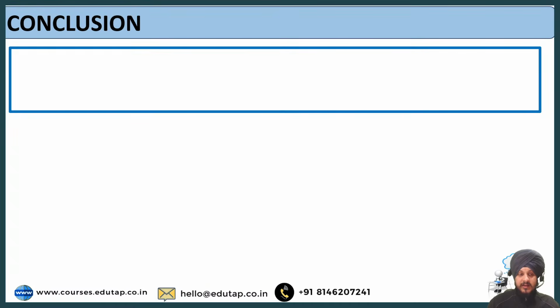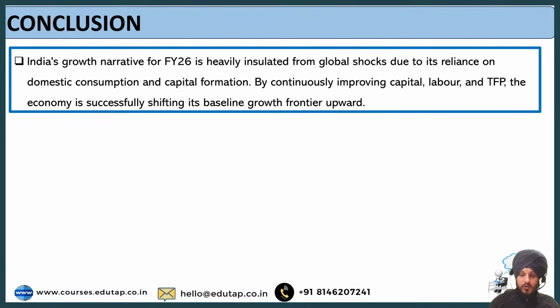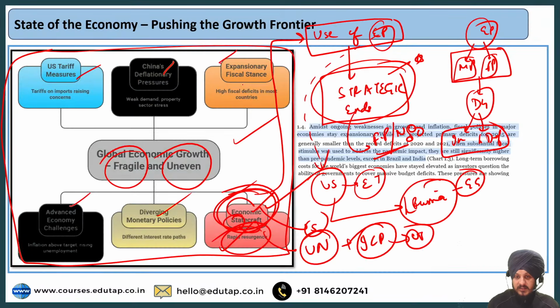Now let us see the conclusion with respect to the answer. A short conclusion: India's growth narrative for financial year 26 is heavily insulated from global shocks due to a reliance on domestic consumption and capital formation. That is the reason I told you over here about this expansionary fiscal stance, where India has shown lesser variance as compared to other economies. This is the primary reason.